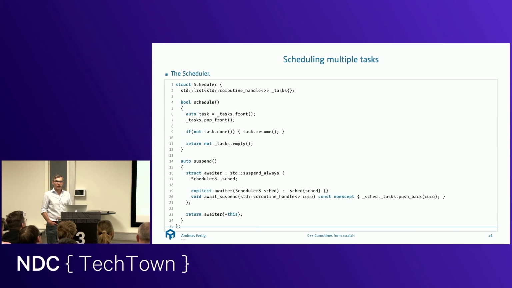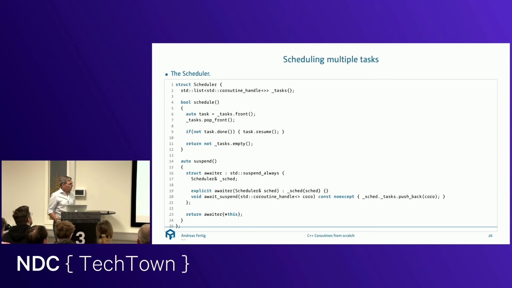That's the beauty. My scheduler implementation uses a std::list of coroutine handles of type void. Because I'm not interested in the promise type, I do not want to do anything in particular with this coroutine except for basic functionality, checking whether it's done and resuming it. I'm happy with a void coroutine handle, type erased. In schedule here, I grab the first entry in my list of coroutine handles, check whether this coroutine is done. If not, I resume it, and the result of schedule is to check whether my list of tasks is empty.